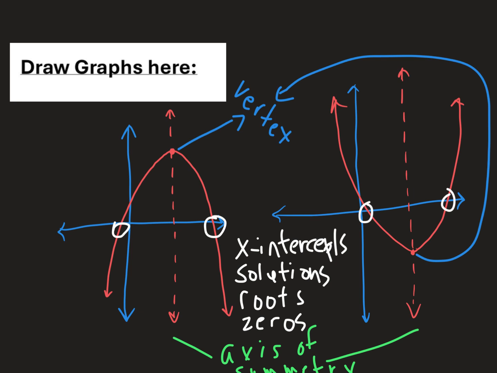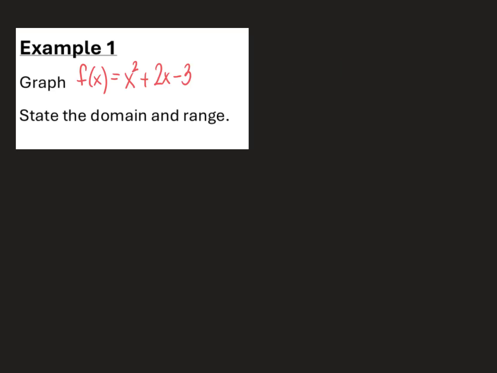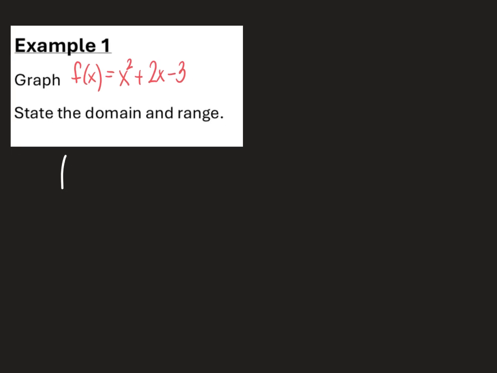Moving on to the next slide. We're going to graph f of x equals x squared plus 2x minus 3 without Desmos, and we're going to state the domain and the range. Right now I could state my domain because the domain is the same. My domain is from negative infinity to positive infinity. And I'll name my range right here, and I'll draw the graph below that.